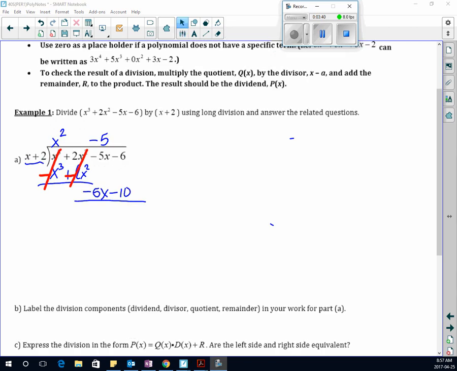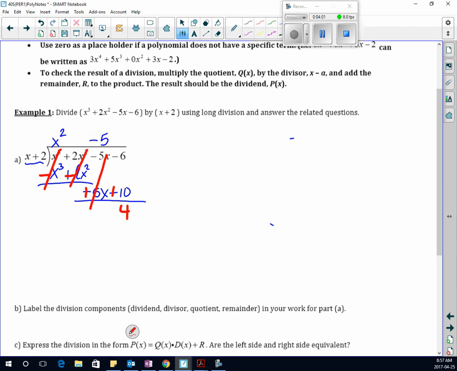Now I need to subtract. So remember I said switch the sign. So now this is both minuses, so I'm going to make a plus. And then what happens when you combine these two? This will cancel. And then what do I get with the minus 6 plus 10? The 4. You get a 4 as a remainder.